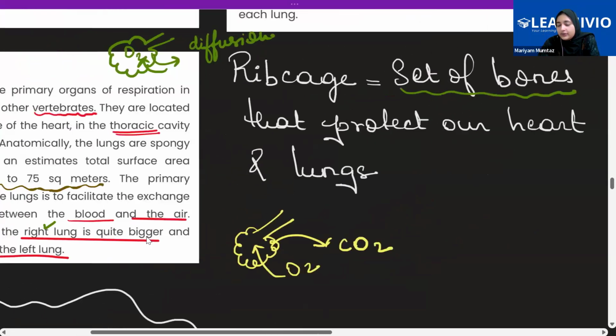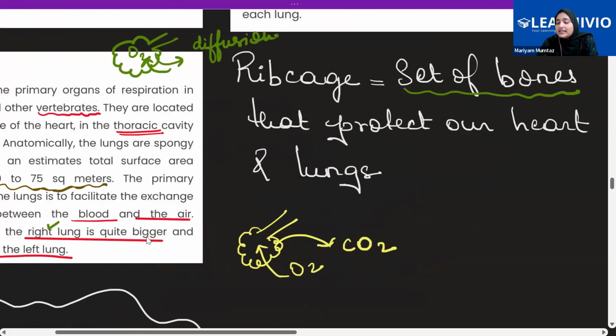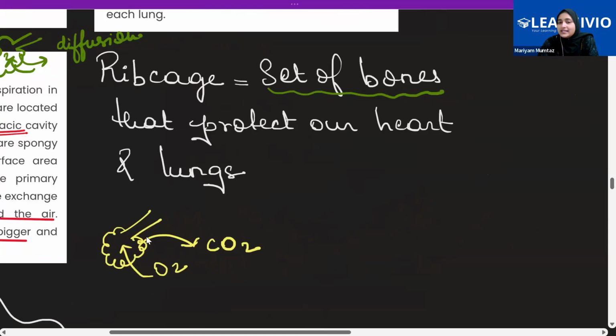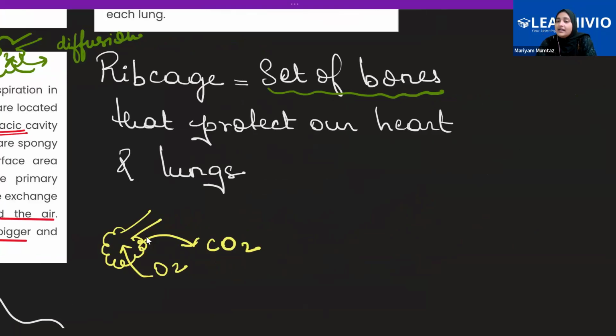Now see, I told you that our lung is present in the thoracic cavity. Now the thoracic cavity has the rib cage. What is the rib cage? It is the set of bones that are responsible for protecting our heart and our lungs. So the ribs that are present in our chest area, you people can feel your ribs also. Those ribs are responsible for protecting our heart and our lungs. Clear, students? Any doubts? Anything you want to ask?